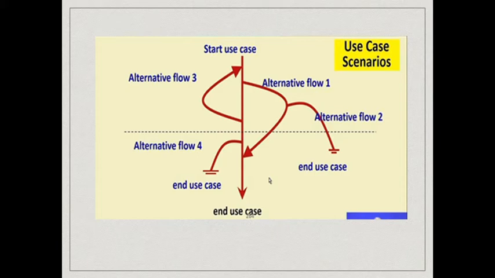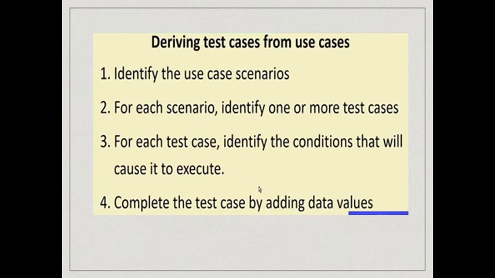Now if this is the kind of description of the use case with different scenarios, how do we design the scenario based testing? The first thing is to identify the use case scenarios, and typically the requirements document is well written. We will have identified the scenarios therein from a text description for each scenario. We will identify one or more test cases, and the test cases will execute the scenario. Then we identify the test data, and also identify the state the system should be in for the test data to be entered, identify the conditions that will cause this to execute, and then complete the test cases by adding the data values.